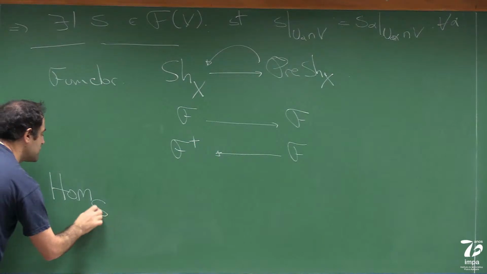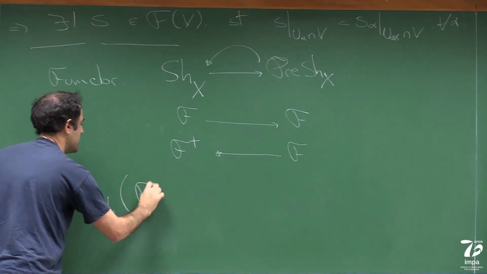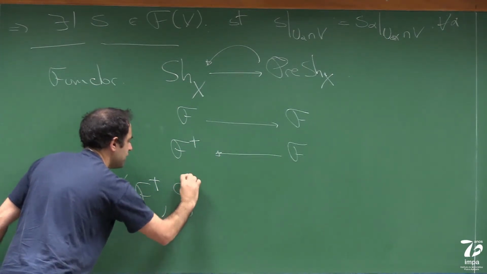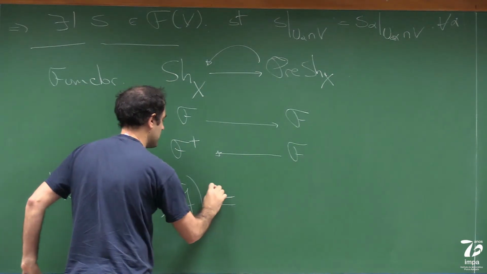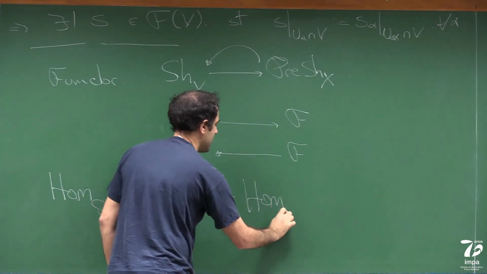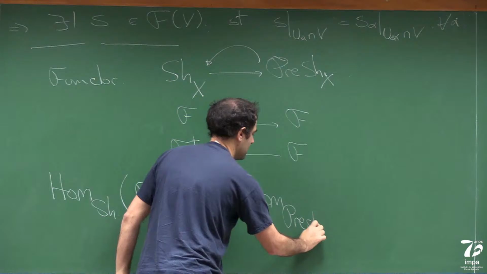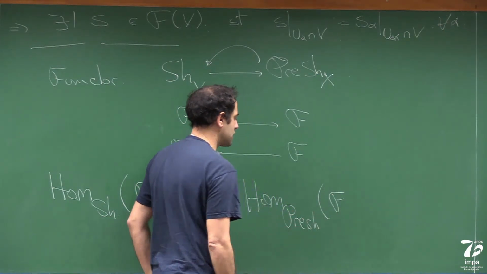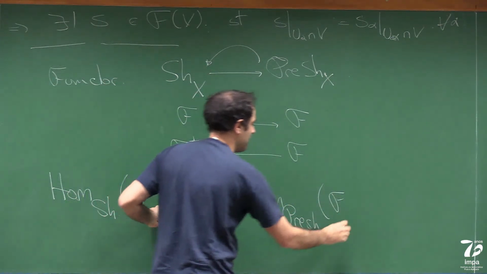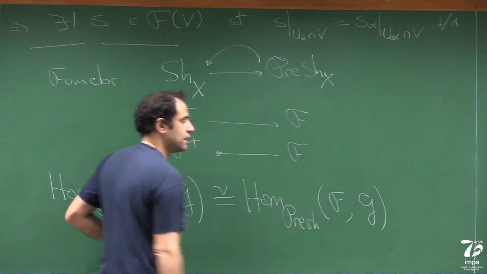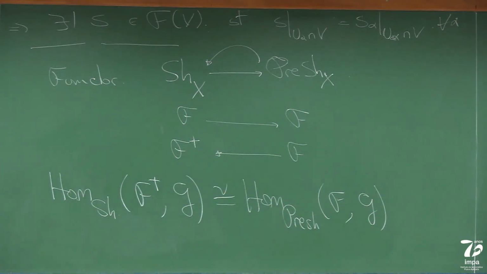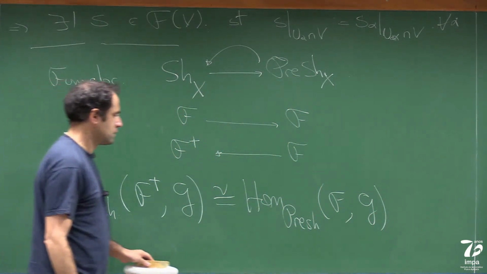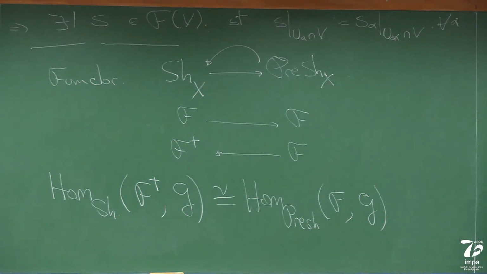in the category of sheaves, Hom between F plus and some sheaf G is isomorphic to, in the category of presheaves, Hom between F, where you forgot that this is a presheaf now, and G, where you forgot that it was a sheaf. So for any presheaf, you can get a sheaf out of it. We won't need this for a while.